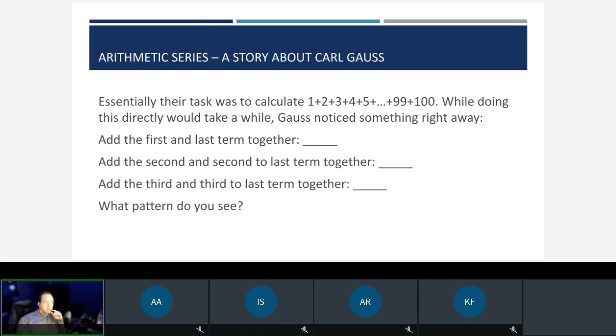Essentially, their task was to calculate 1 plus 2 plus 3 plus 4 plus blah blah blah plus 99 plus 100. While doing this directly would take a while, Gauss noticed something right away. Add the first and last term together. Add the second and second to last term together. Add the third and third to last term together. What pattern do you see?